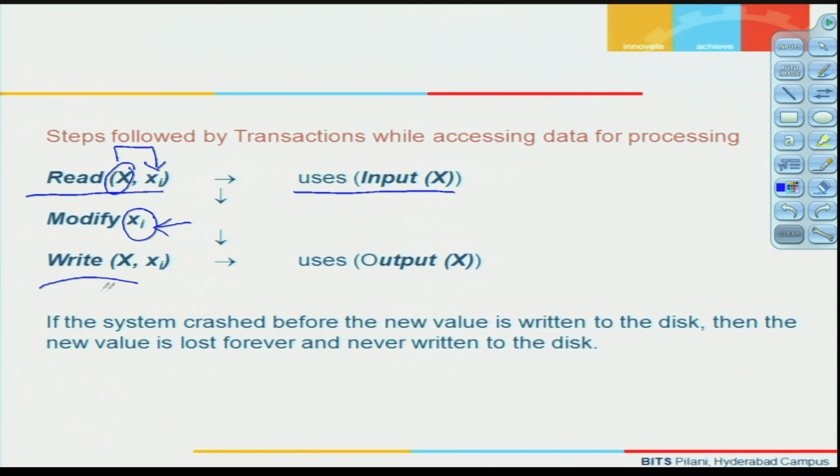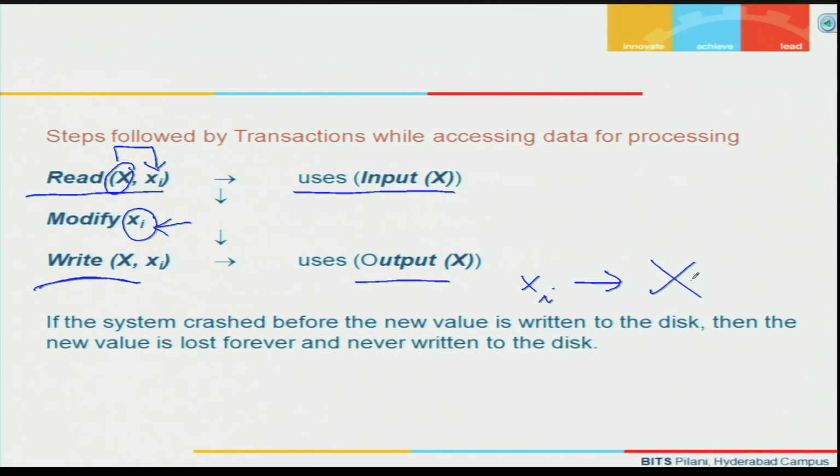Once it is done, it will use the operation write capital X, Xi, and in turn use the output X operation, where the value of Xi will be assigned to the data item capital X. If the system crashes before the new value is written to the disk, then the new value is lost forever and will never be written to the disk. That is one big problem with these operations.